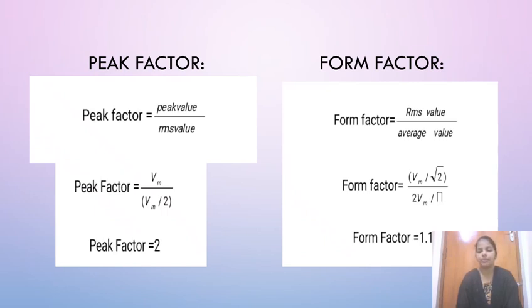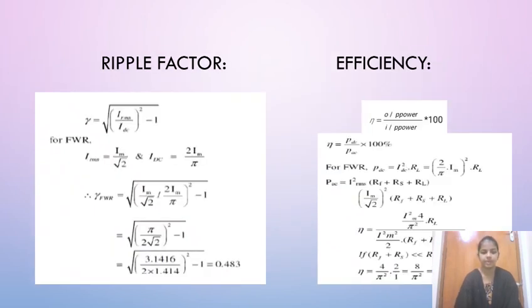Next, form factor. Form factor is calculated as RMS value divided by average value. Form factor is equal to Vm by root 2 divided by 2 Vm by pi. That is 1.1. Ripple factor. The ripple factor of a full wave rectifier is 0.4813.